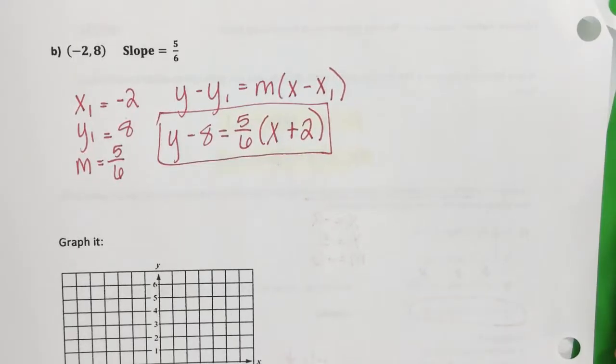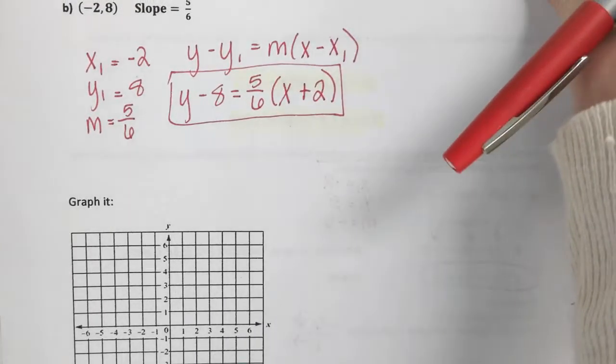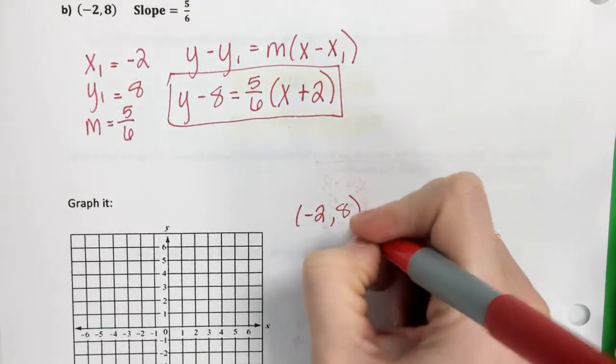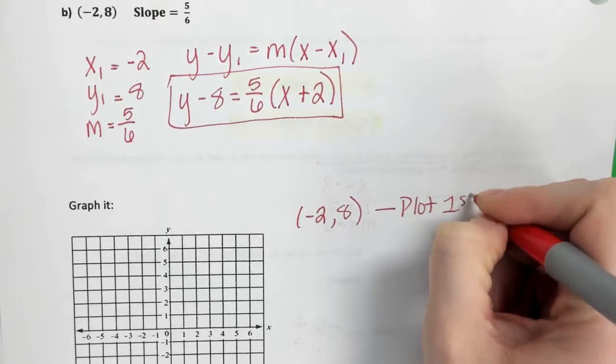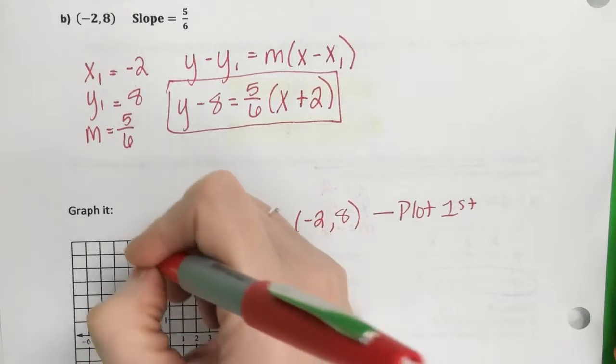So now, when we plot it, remember we're going to plot that point that they give us first. So our first point is going to be -2, 8. So I know this is going to go a little bit off your graph, but it's okay.